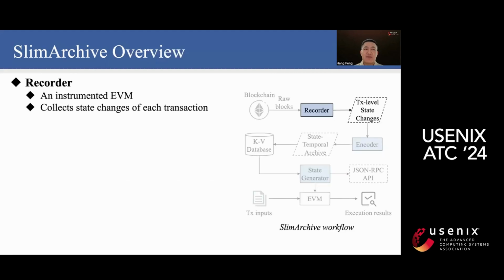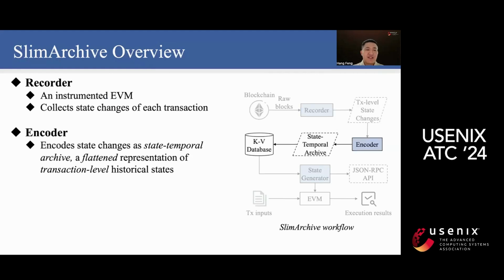SlimArchive has 3 key components. The first is a recorder. It is an instrumented Ethereum virtual machine that collects state changes of each transaction execution. The second is an encoder. It encodes state changes as state temporal archive, which is a flattened representation of our transaction-level historical states. And finally, the state temporal archive is persisted in the key value store.